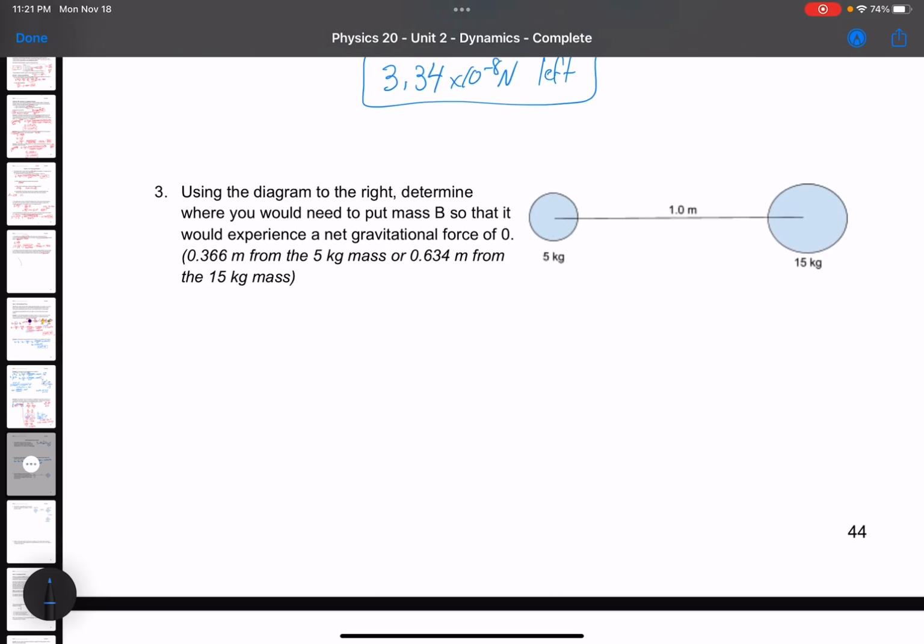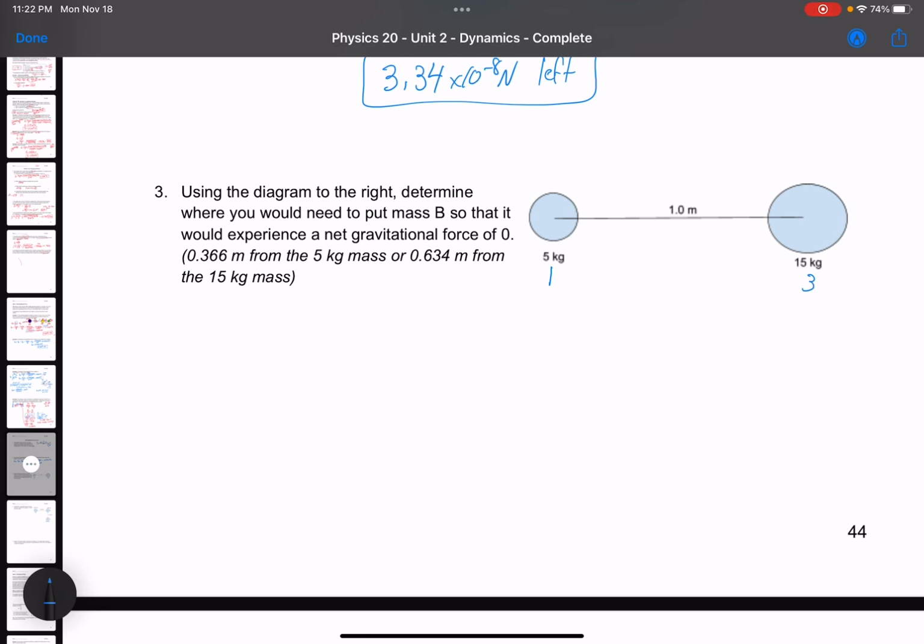All right, question 3. Using the diagram to the right, determine where you would need to put mass B so it experiences a net gravitational force of 0. So I have 5 kilograms and 15 kilograms. Okay, I will solve this using those numbers, but if this was me, I would switch this to 1 and I would switch this to 3. Again, the exact mass doesn't matter.